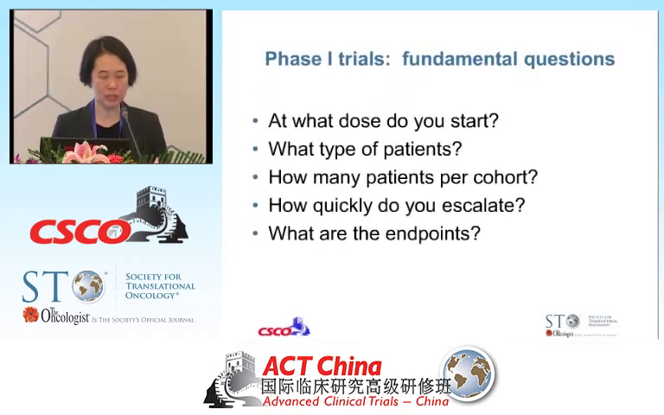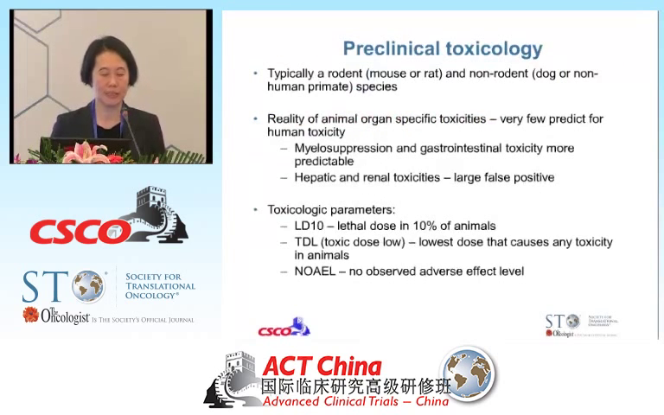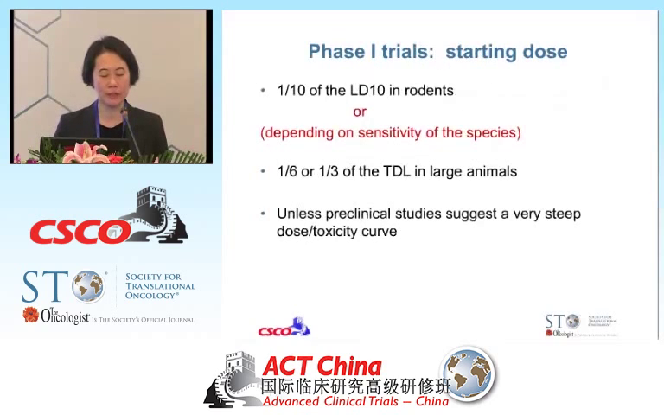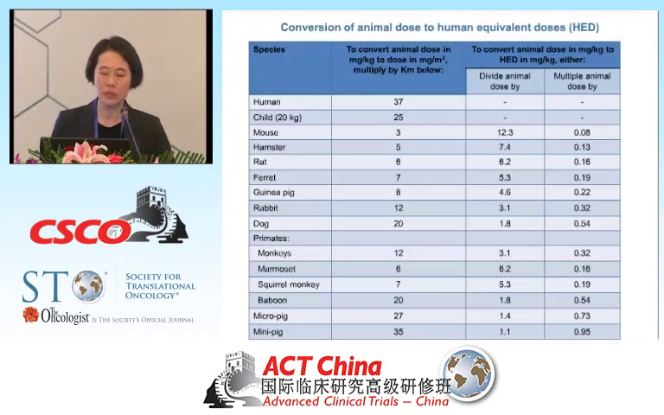And very traditionally, we would use, for example, 1/10 of a dose that would be lethal or toxic to 1/10 of the rodents. Or in the case of larger animals, 1/6 or 1/3 of the lowest dose that would be causing any toxicity in larger animals. And if both of them were done, it would be the more conservative dose that guide your starting dose. And there are tables that help you to convert that dose that you decide into humans in terms of milligrams per meter square or milligrams per kilogram, depending on the way you want to dose.